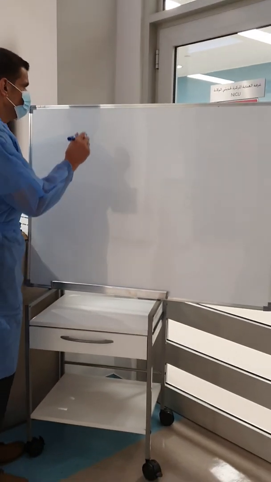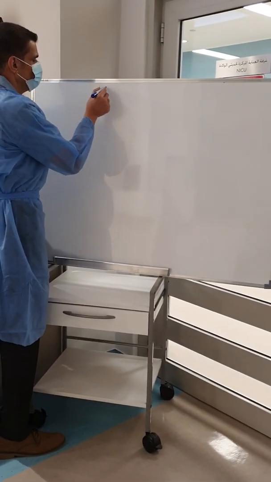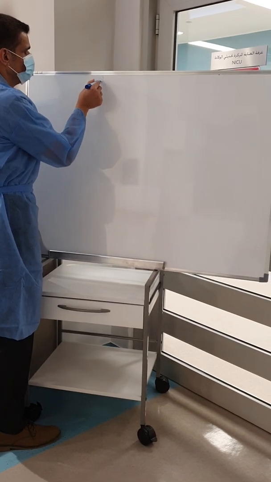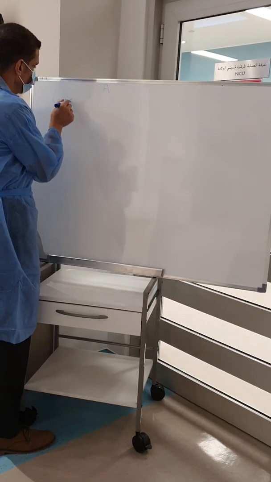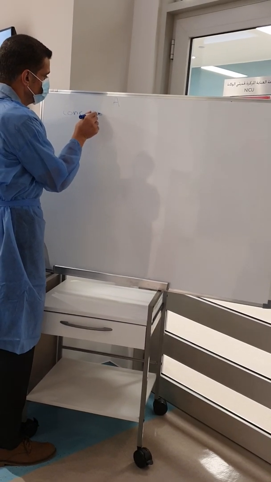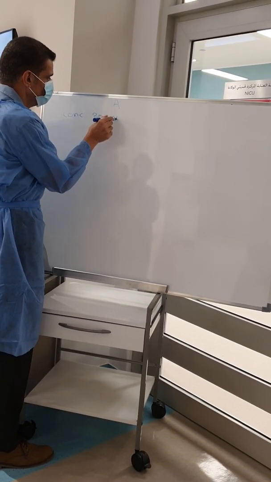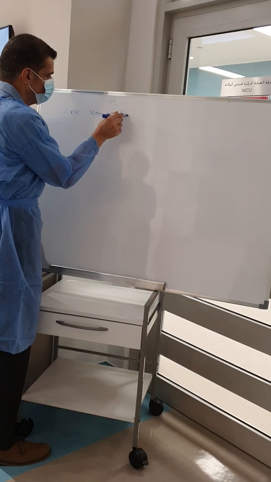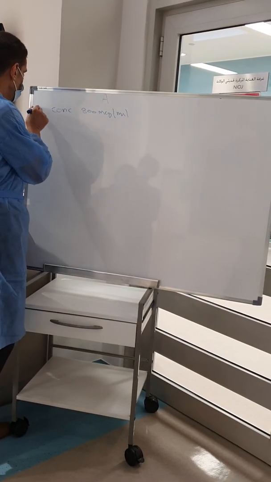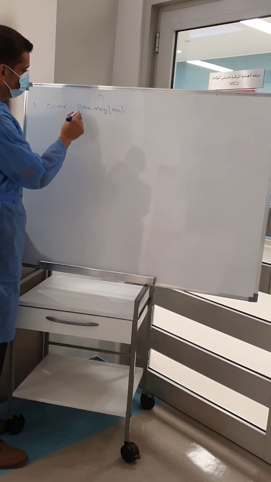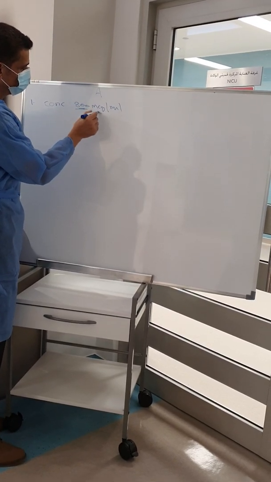So let's assume a medication A has a concentration of 800 mic per ml. That's important to remember. There is the number and there is the unit.